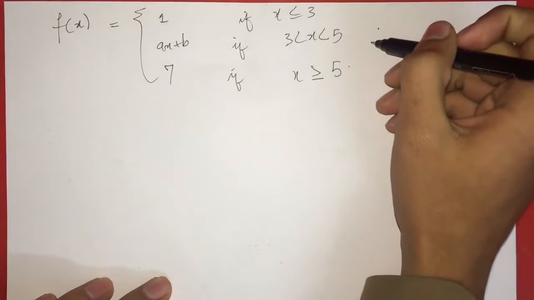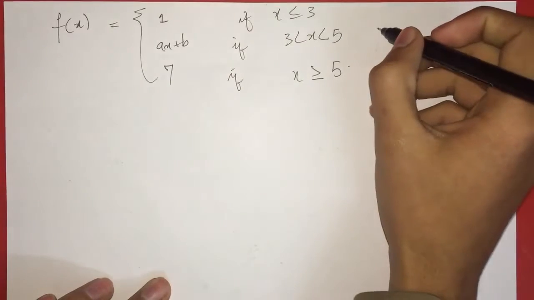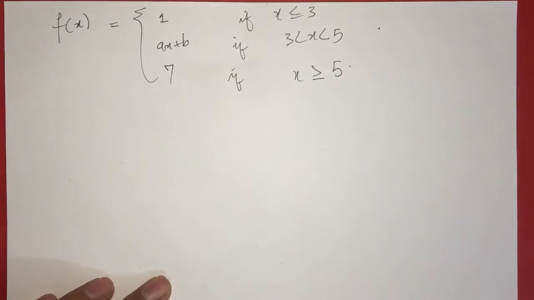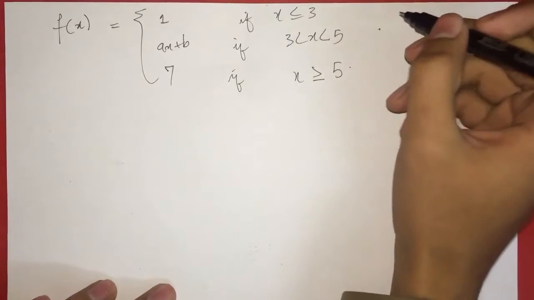Okay, I'm myself confused in this question. In the question it is given that this function is continuous at a certain point, but it's not given here.